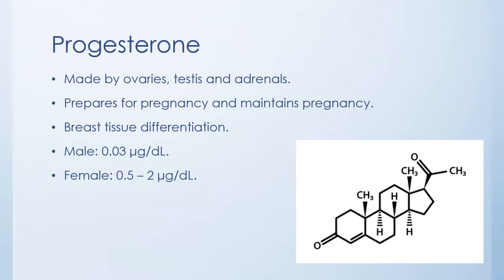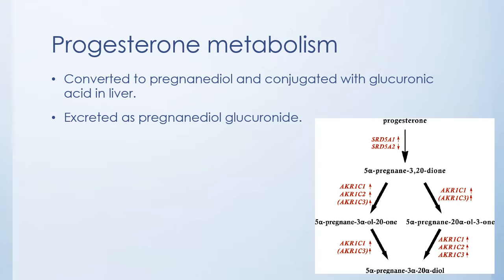It prepares for pregnancy, like I said, progestation, and it maintains pregnancy. It also causes breast tissue differentiation. In the male you have about 0.03 microgram, and in the female slightly more than that, 0.5 to about 2 microgram. Progesterone is converted to pregnandiol and conjugated with glucuronic acid in the liver. This is the inactive form, and if it's not being used, it is excreted as pregnandiol glucuronide.